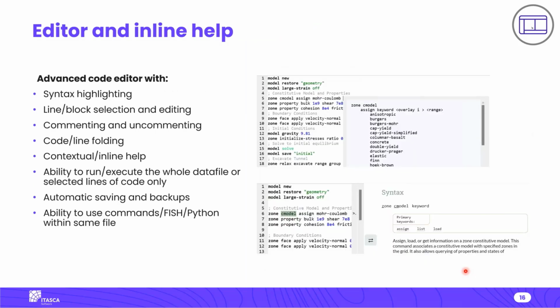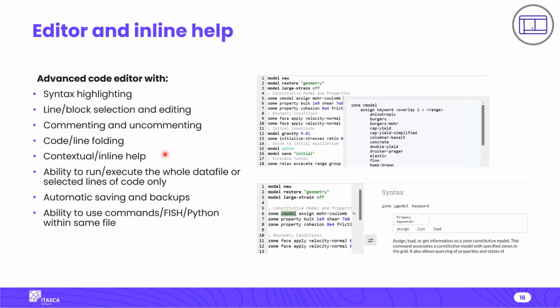Finally, before showing a short demo, I wanted to mention that we have a very powerful editor in FLAC2D, which is shared between all common framework software, Itasca common framework software. This editor allows syntax highlighting, line and block selection and editing, commenting and uncommenting, code and line folding, contextual inline help, and the ability to run and execute the whole data file, or only selected lines of code.